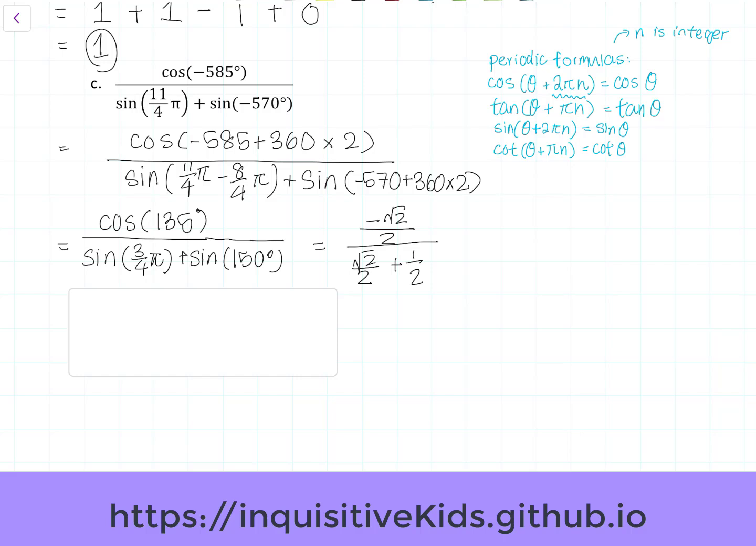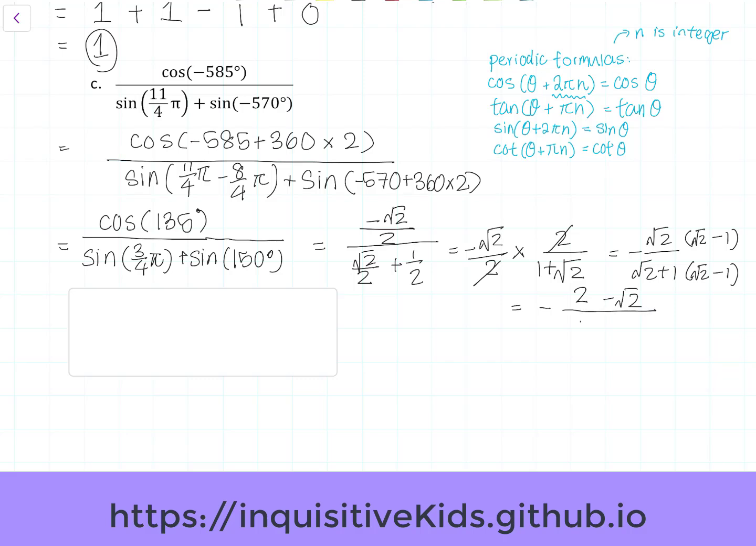Now we can simplify this by doing negative square root of 2 over 2 times 2 over 1 plus square root of 2. That cancels out. And then we have negative square root of 2 over square root of 2 plus 1. And then we simplify by rationalizing the denominator. We can multiply square root of 2 minus 1 on both the top and bottom. And that gives us negative 2 minus the square root of 2 over 2 minus 1. So in the end, we have square root of 2 minus 2.